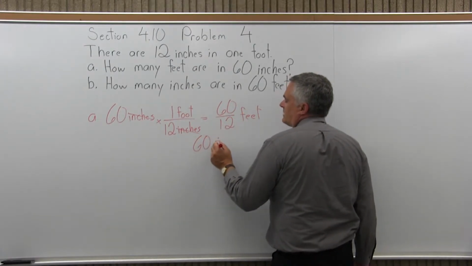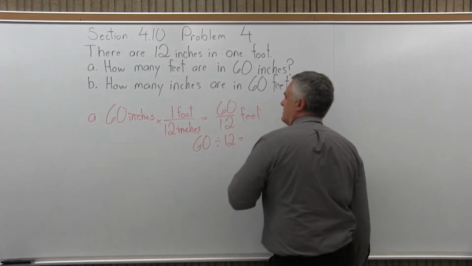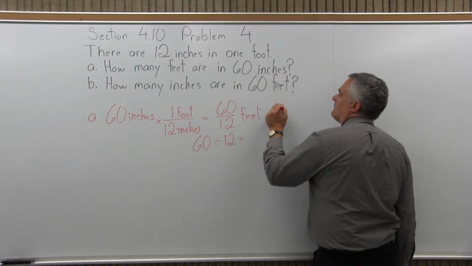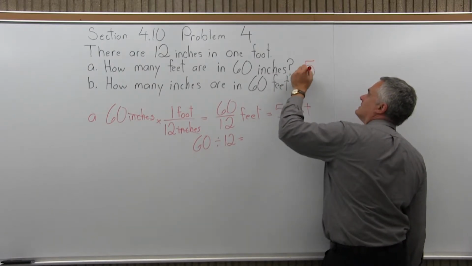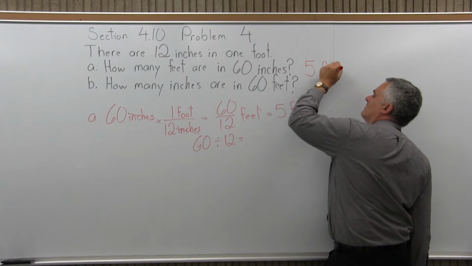If not, you can just do it in your calculator. 60 divided by 12 equals, and you get a result of 5 feet. So for part A, the answer is 5 feet. 60 inches is equivalent to 5 feet.